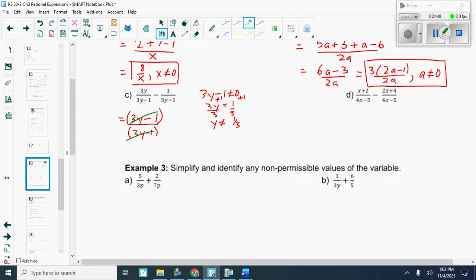When you cancel, you're canceling because you're dividing, and whenever you have a number like 7 divided by 7, that is equal to 1. Okay, 3y minus 1 divided by 3y minus 1 is 1. And so then we would just have our restriction here. Okay, so that's our final answer. If you're feeling good, go for D.